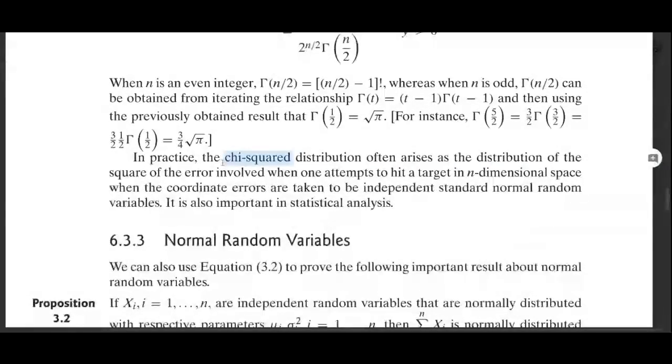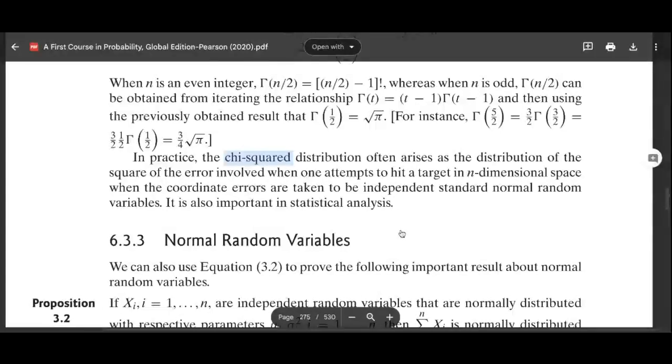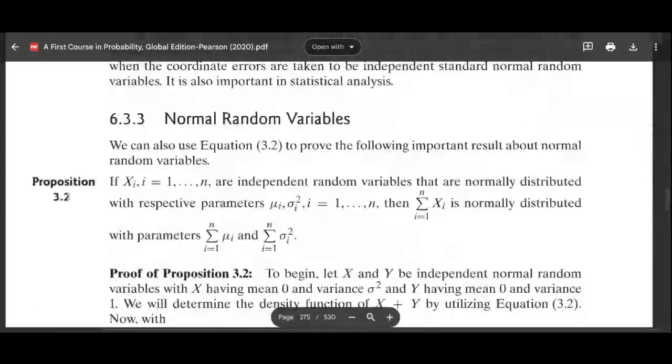In practice, the chi-square distribution often arises as the distribution of the square of the error involved in one attempt to hit a target in n-dimensional space, when the coordinate errors are taken to be independent standard normal random variables. It's also important in statistical analysis. Anyway, chi-squared, we only need to know a little bit.